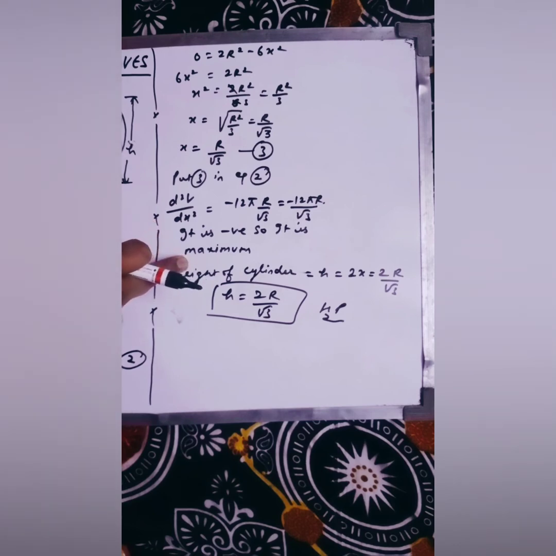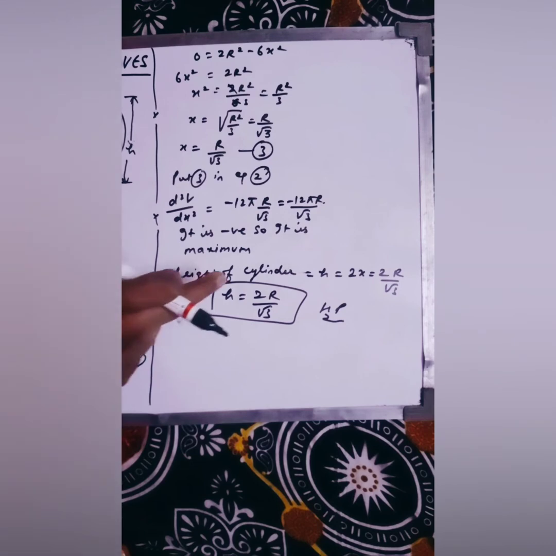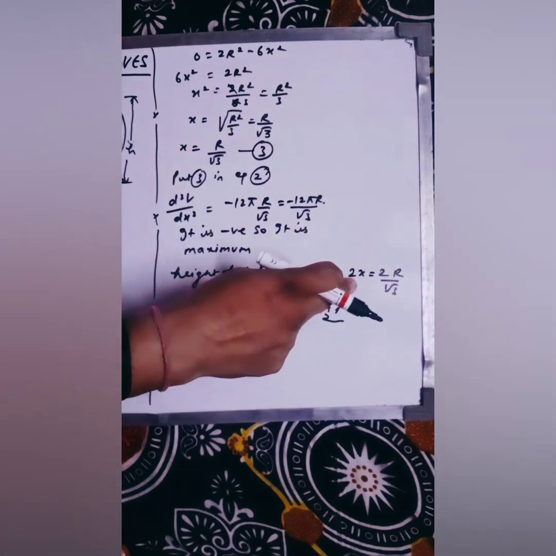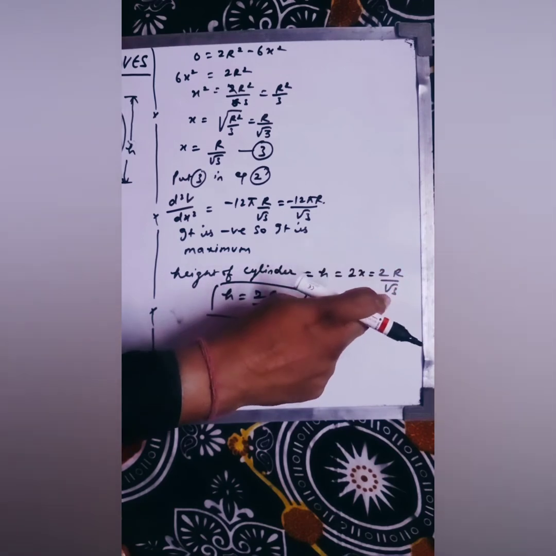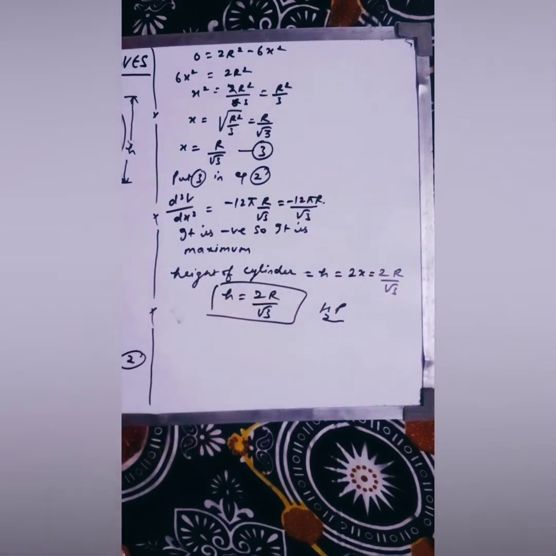And height of the cylinder, that is h, that is equals to 2x. So I am putting the value of x here, that is r by root 3. So this is what you have to prove. So this is how we can solve this question number 17 of your miscellaneous exercise.